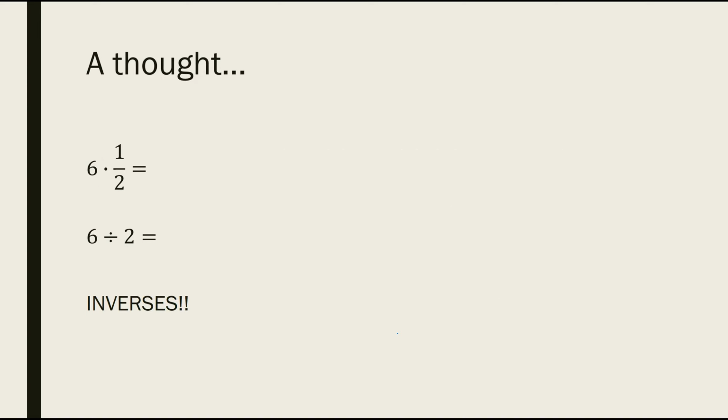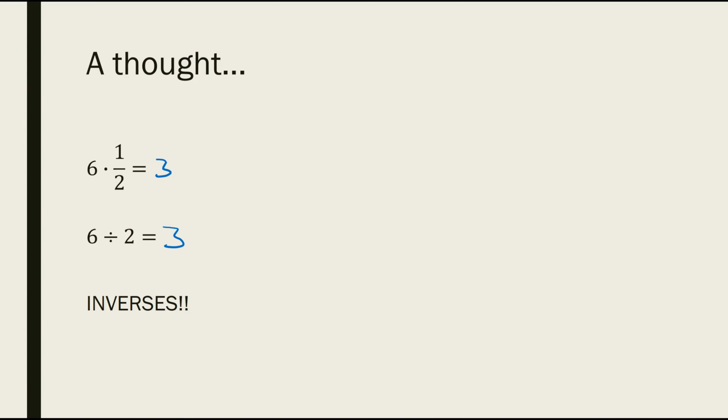Let's go. A thought. Just bear with me here for a second. I want to show you something, and it's something we've already talked about before. If I do 6 times 1/2, that's like 6 over 1. I talked about how I can reduce before I even do the problem, and I end up with just 3. Also, I know that 6 divided by 2 is 3. So take a look at what's going on here. Whether I multiply 6 by 1/2 or whether I divide 6 by 2, it's 3 in both cases.